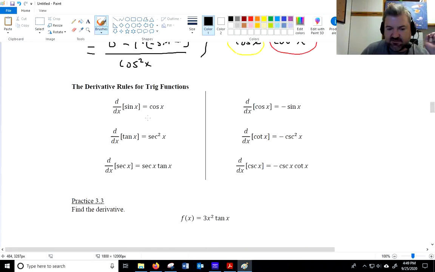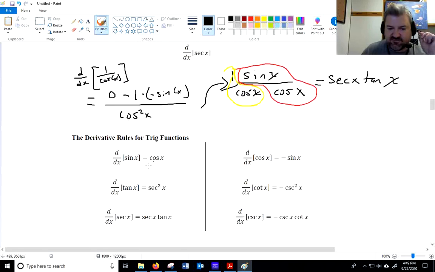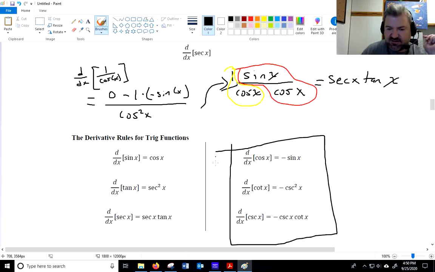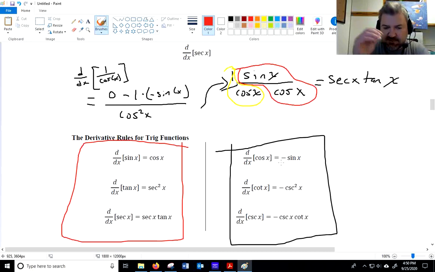All right, well then here we go. We have our formulas. The derivative of sine x is cosine x, tangent is secant squared, secant is secant tangent. These formulas over here you should already have memorized, because they are basically the same, but they have a negative. So when you take the derivative of tangent, you get secant squared. When you take the derivative of cotangent, you get negative cosecant squared. Take the derivative of secant, you get secant tangent. Derivative of cosecant, you get negative cosecant cotangent. So you just put negatives and co's in there. The only one that's kind of weird is sine and cosine, because they relate to each other.